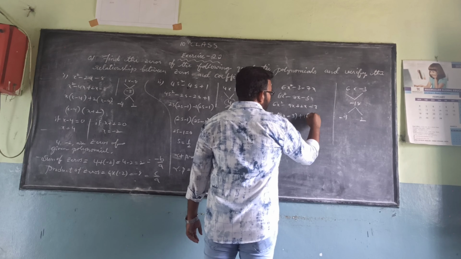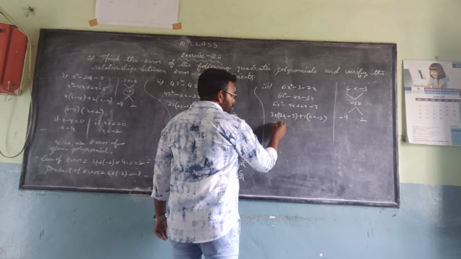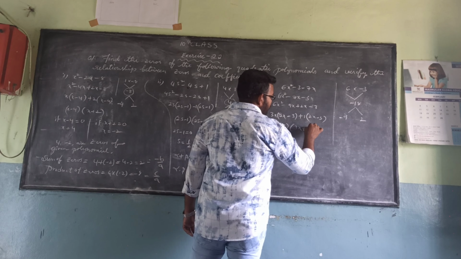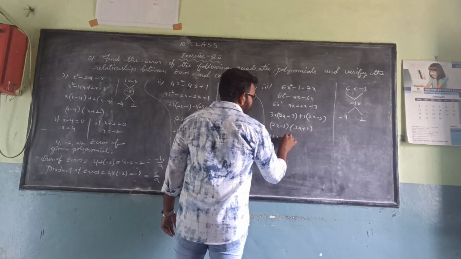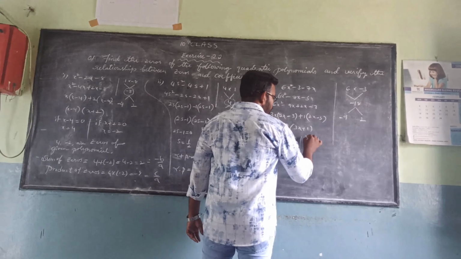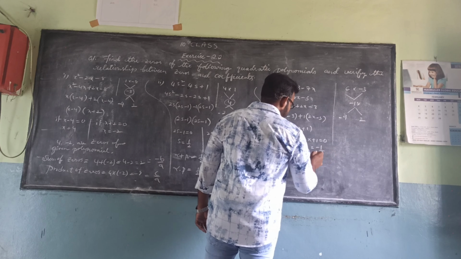Here if you take plus 1 as common, 2x minus 3. You can take 2x minus 3 common, here 3x remains and here 1 remains. So if 2x minus 3 is equal to 0, x is equal to 3 by 2. Here 3x plus 1 is equal to 0, x is equal to minus 1 by 3.